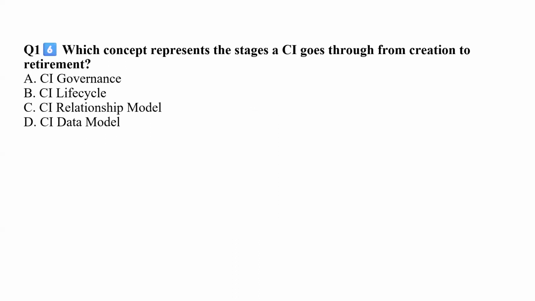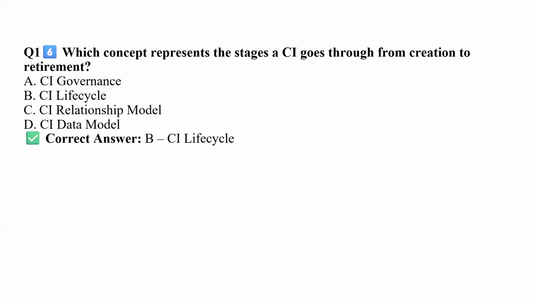The next question is, which concept represents the stages a CI goes through from creation to retirement? Option A, CI governance. Option B, CI lifecycle. Option C, CI relationship model. Option D, CI data model. The correct answer is CI lifecycle, option B. So what is CI lifecycle?